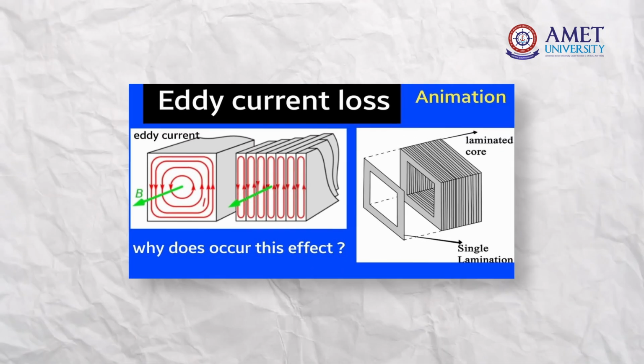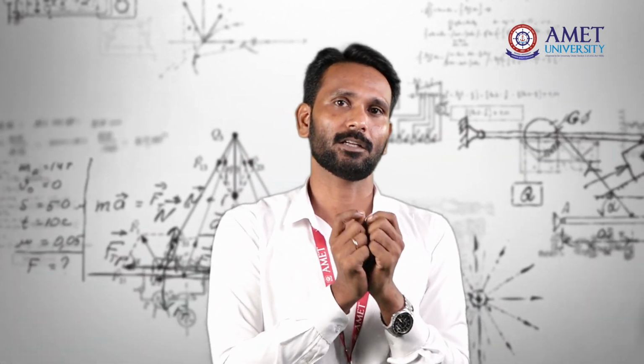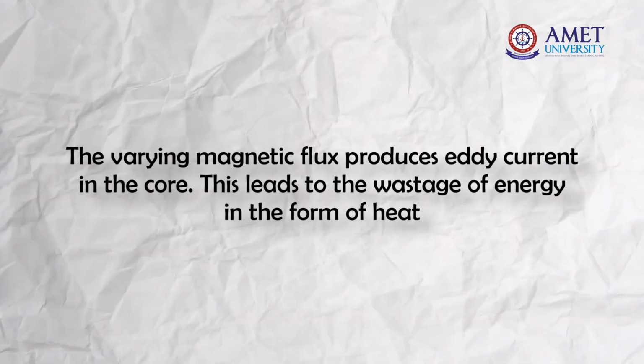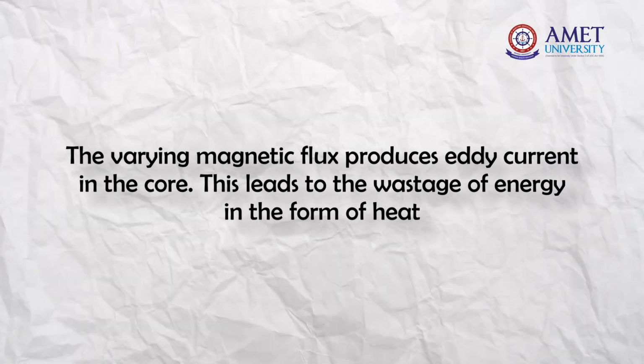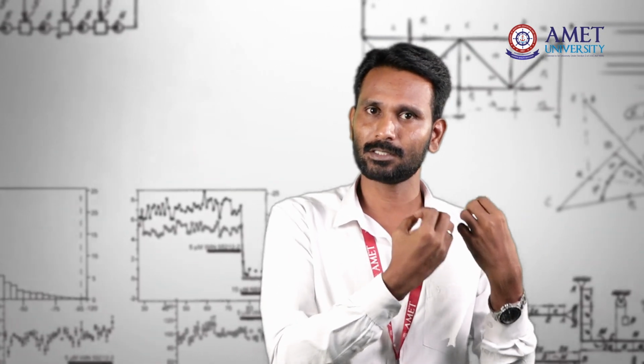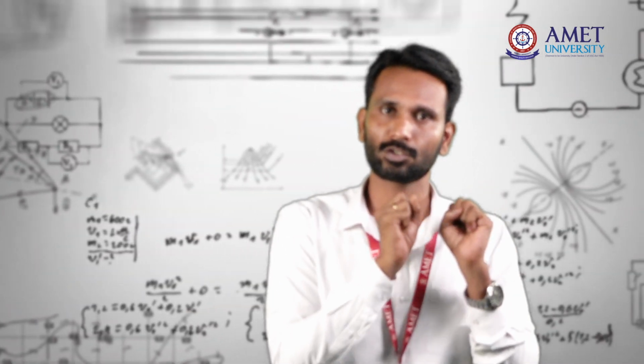Then the eddy current loss. The varying magnetic flux produces eddy currents within the core. This leads to wastage of energy in the form of heat. The eddy current flowing within the core itself, circulating, produces some heat energy. We can minimize that by laminating the core. Above all this, when the transformer is working, you can hear some vibration. That also consumes some energy while the transformer is working.